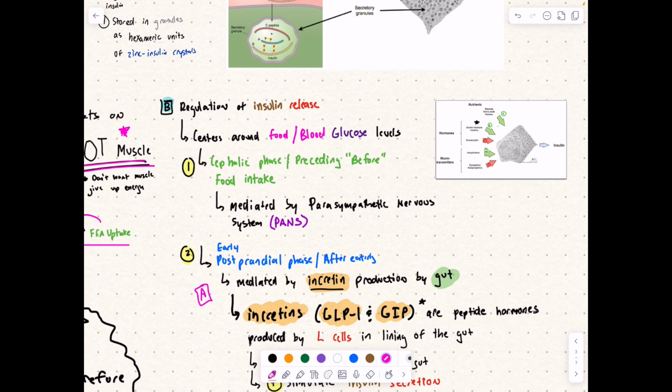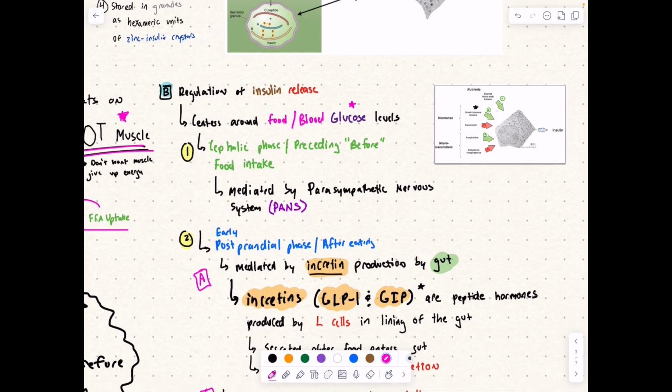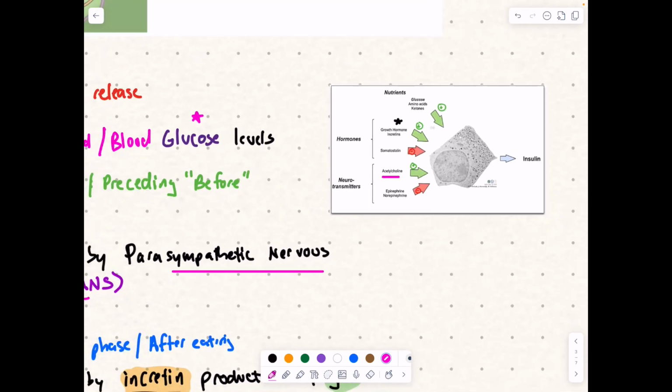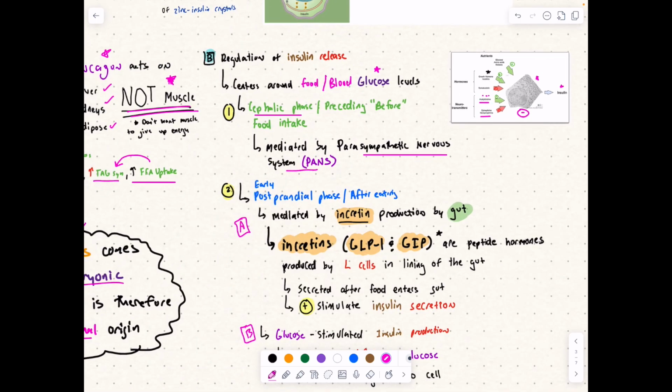All right, so how do we go about regulating insulin release? Well, again, as we said, I'm going to hammer this point home. This is dependent really on food intake and blood glucose levels. So before you have food intake, in the cephalic phase, insulin release is mediated by the parasympathetic nervous system, PANS. Basically, as you can see here, acetylcholine from PANS is going to act on our beta cells, secreting insulin, and then norepinephrine is going to decrease insulin. So that would be the neurotransmitters' effect on insulin secretion, so not too bad.